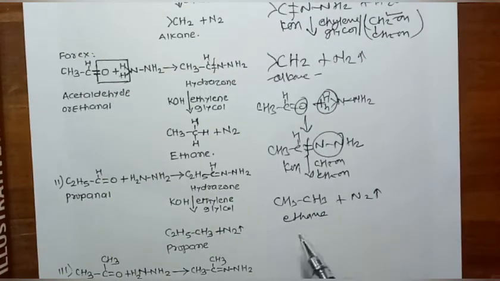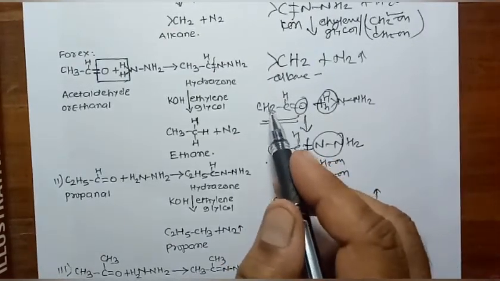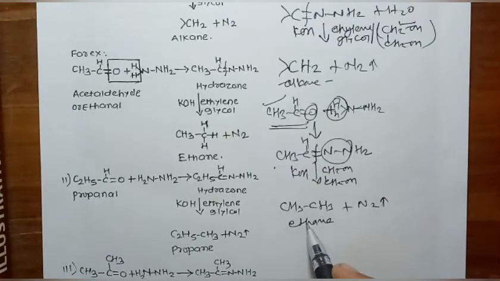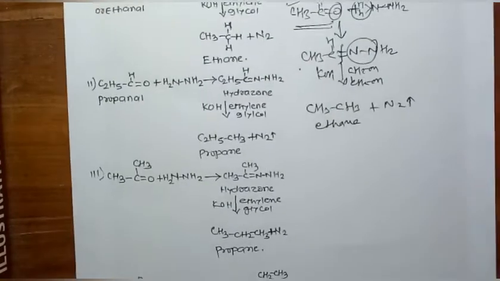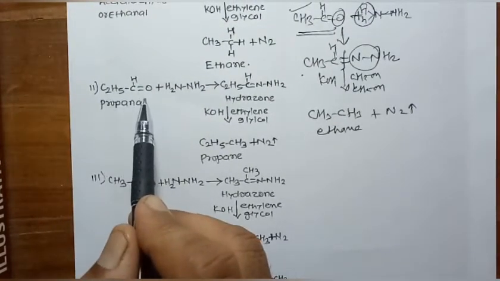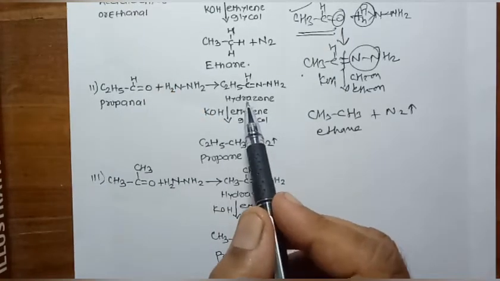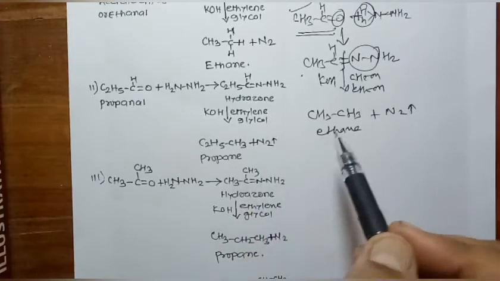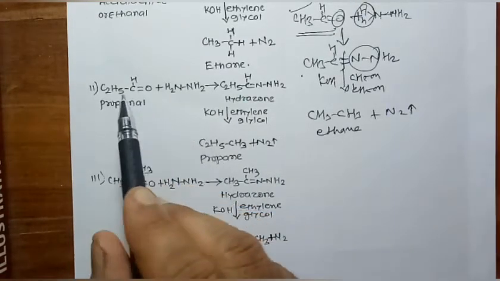Here, after that, I have taken acetaldehyde. We can convert acetaldehyde into ethane in this way. Here, ethanal into ethane. Another example, I have taken one more example, propanal, C2H5CH double bond O. It contains one more carbon atom than acetaldehyde. Therefore, it gives an alkane with one more carbon atom than ethane. That is, instead of ethane, it will give propane.